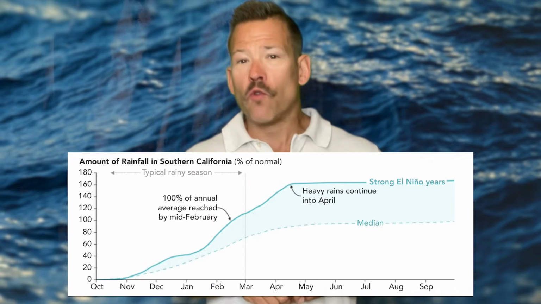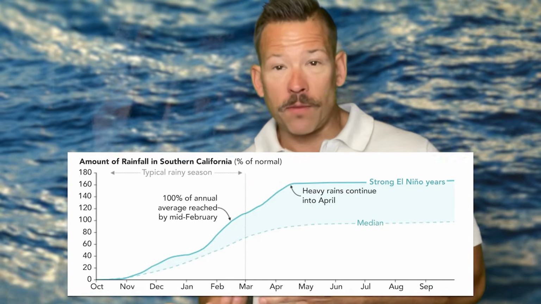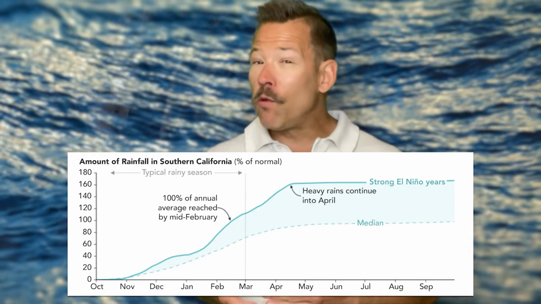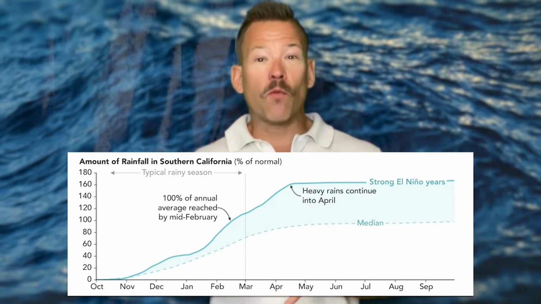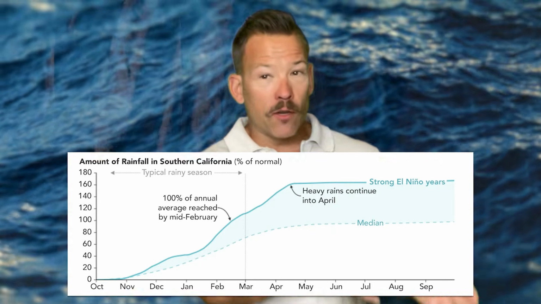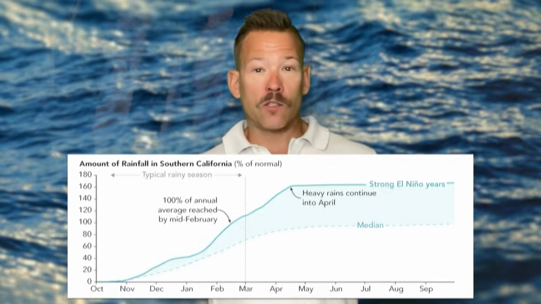This chart shows normal precipitation versus an El Niño precipitation for Southern California. Not only do they see nearly double their normal precipitation in an El Niño winter, but the rainy season often expands from just the winter months typically into spring as well.